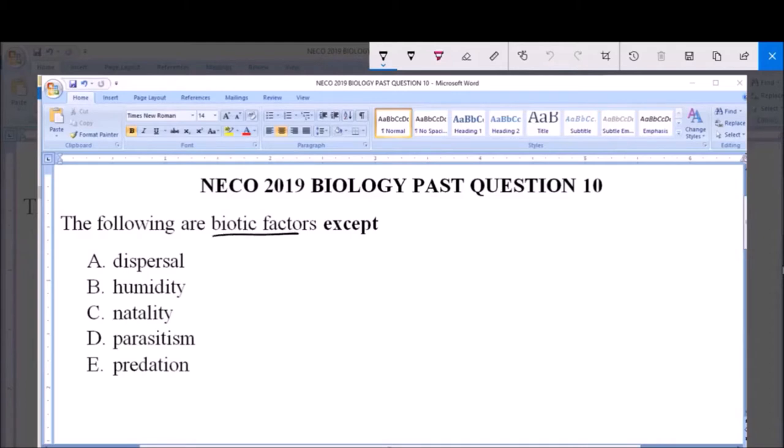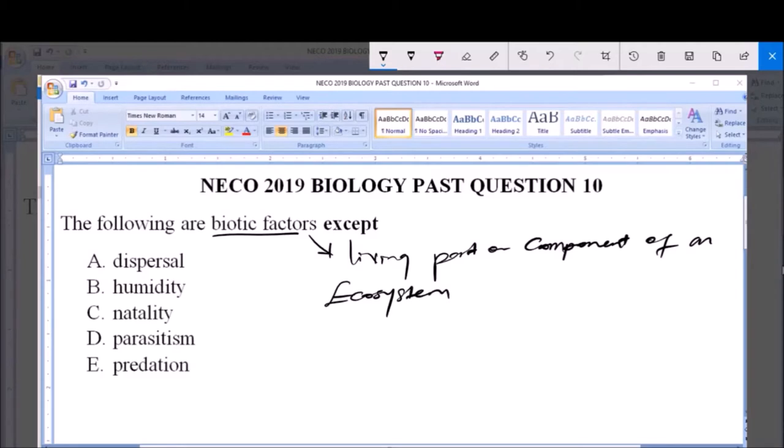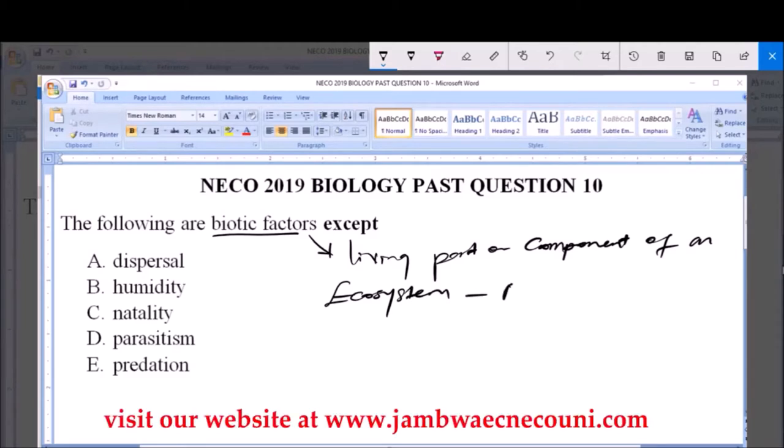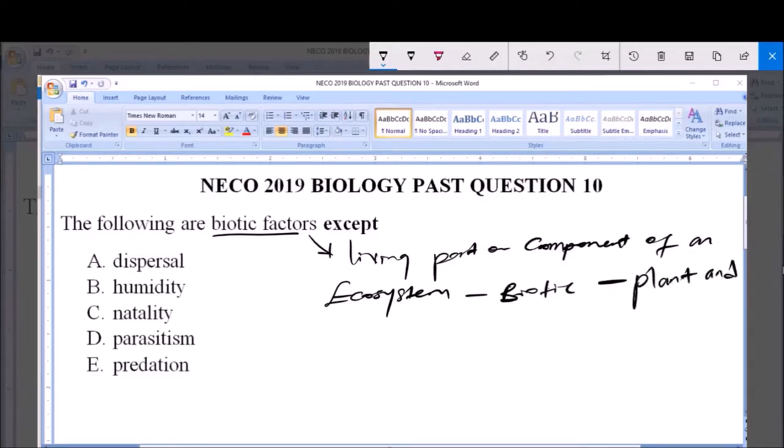Biotic factors are the living components of an ecosystem. They are the living parts or components in an ecosystem. And like you know, the ecosystem is made up of the biotic factors involving the plants and animals and everything associated with them, involving plants and animals and their activities.